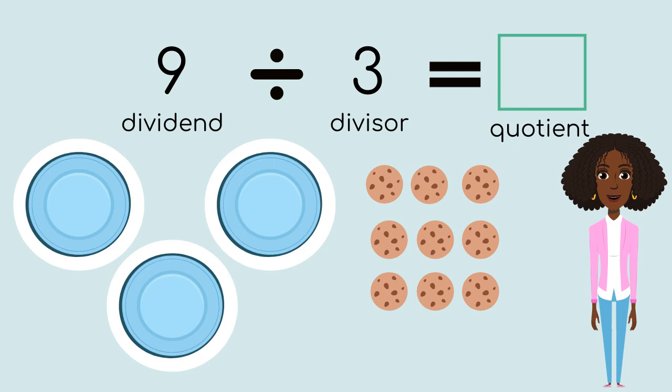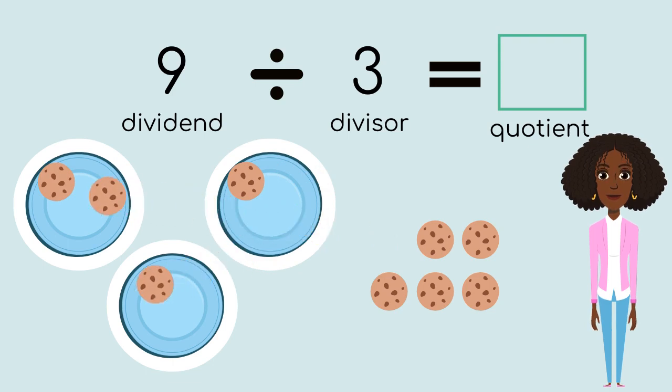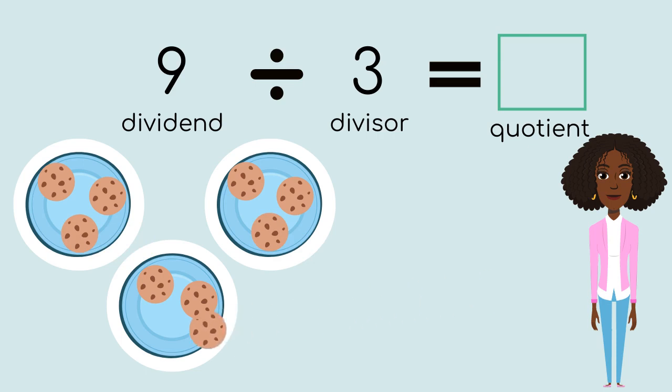Think about it. If I'm going to share some cookies with 3 people, I want to be fair and everyone should have the same amount, right? I'll give each person 1 cookie at a time until I have no cookies left. I can see that each person has 3 cookies. This tells me that 9 divided by 3 equals 3.